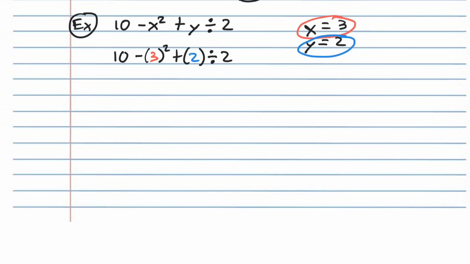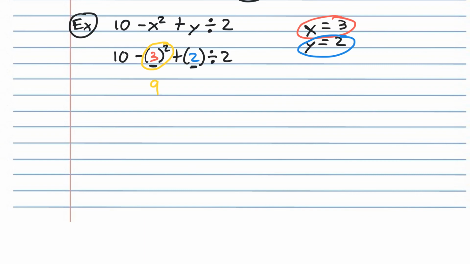Okay, now we work through. So parentheses first. So again, I'm looking here. I can't really do anything with just a 3. I'm looking here. I can't do anything with just a 2. Okay, so move on to exponents. This time, we do have an exponent. Right, so we can actually do something with this. Okay, so 3 squared, that means 3 times 3 is 9.